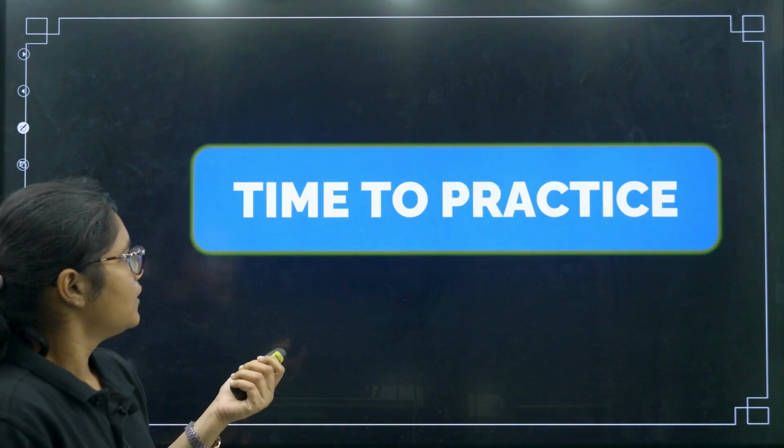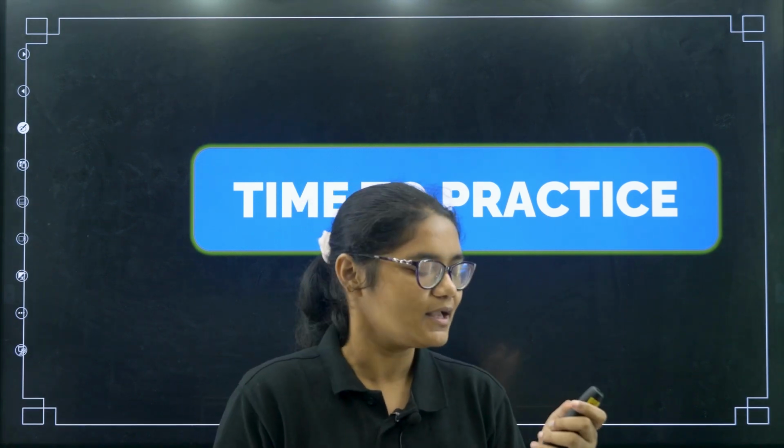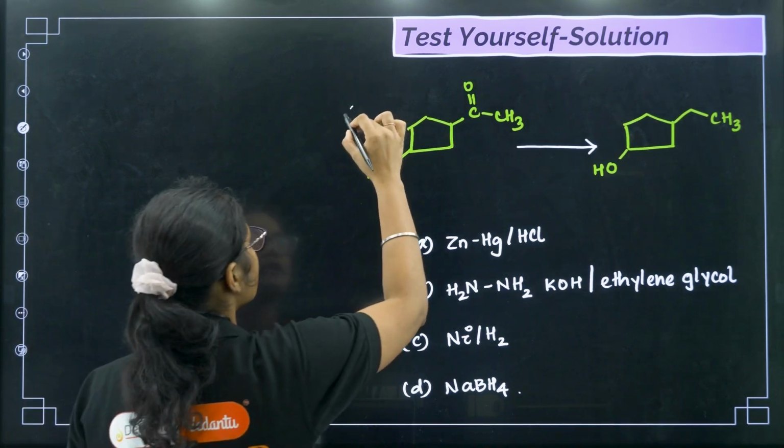Okay, so that's all for this class. We have discussed the nomenclature, structure and the methods of preparation. Now it's time to practice some questions. Let us see this question which was given as homework. This is a very important question.